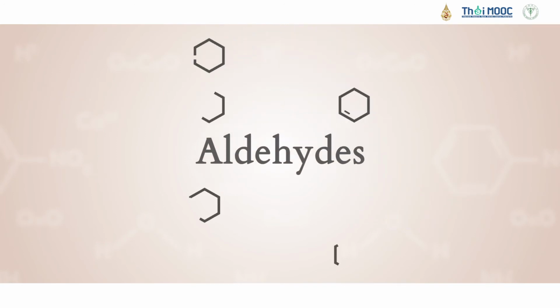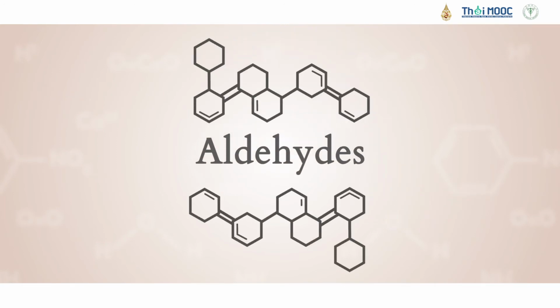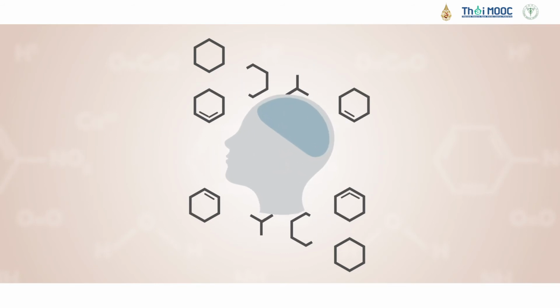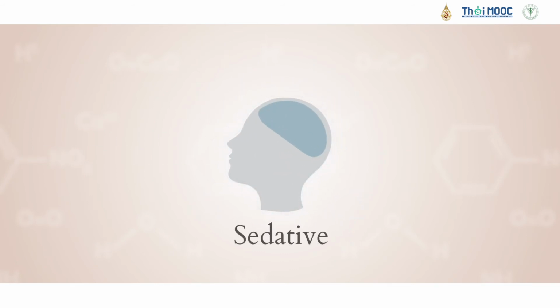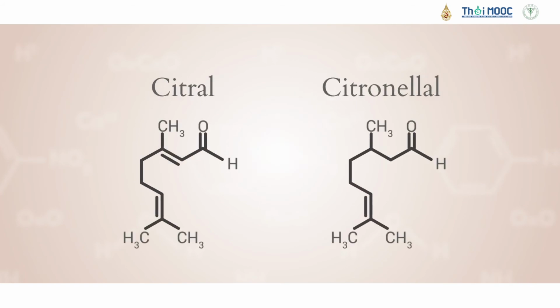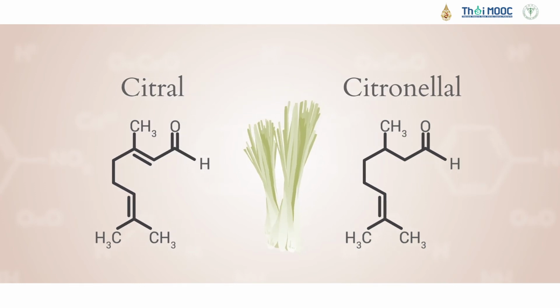The second group is the aldehydes. So in chemistry, this group is considered to be an oxidized version of alcohol. The chemical compounds have the suffix of -al, and they are often found to have calming and sedative effects. The most famous ones are citral and citronellal. So these are the citrus fragrance from lemongrass.